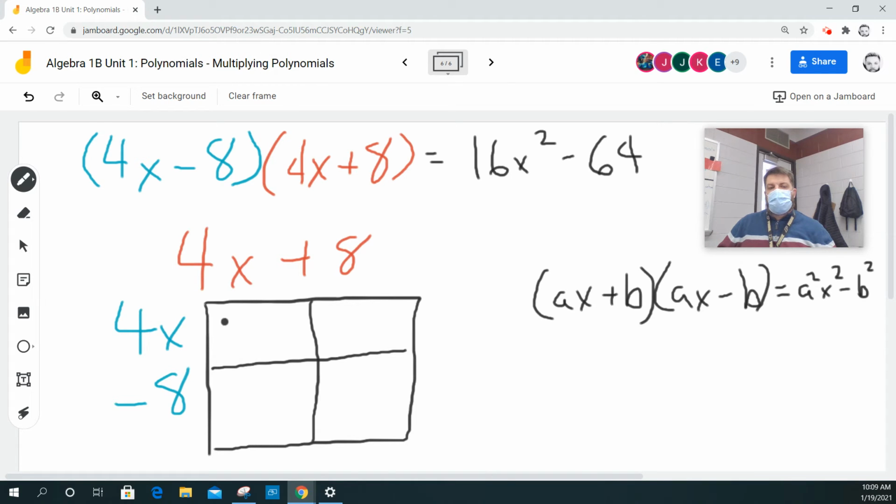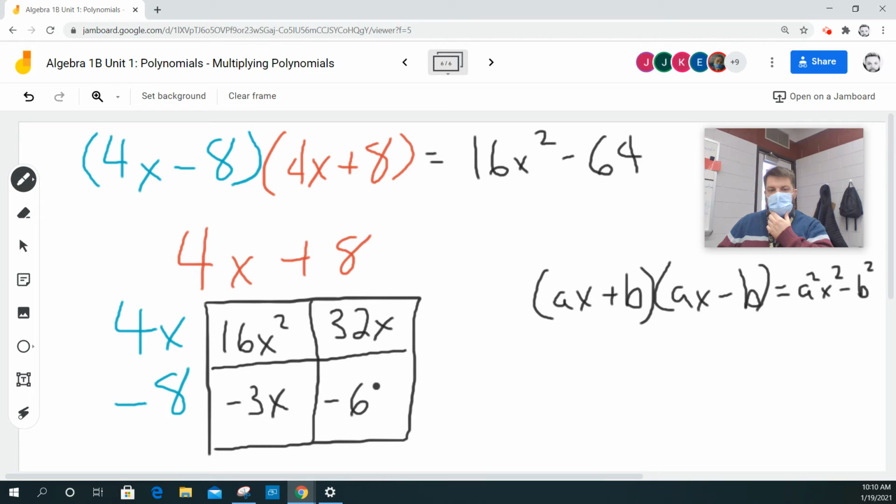4 times 4 is 16. X times x is x squared. 8 times 4x is positive 32x. 4x times negative 8 is negative 32x. And then negative 8 times positive 8 is negative 64.